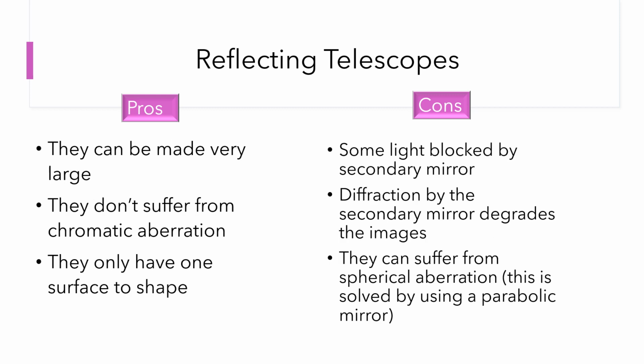Now for a quick summary of reflecting telescopes. They can be made very large because we can put a structure behind to support the mirror. They don't suffer from chromatic aberration, and you only have one surface to be accurately shaped. The disadvantages, the cons: some light is blocked by the secondary mirror. The diffraction by the secondary mirror degrades the image. They can suffer from spherical aberration, and that can be solved or reduced by using a parabolic mirror. So in reality, all those professional telescopes have a parabolic mirror, so they don't suffer from spherical aberration.